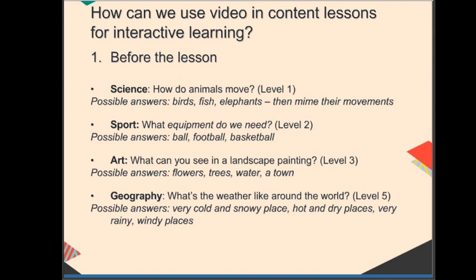For sport in level 2, the question, what equipment do we need? Again, learners will probably predict words like ball, football, basketball. In art, what can you see in a landscape painting? At level 3, learners may say flowers, trees, water, a town.